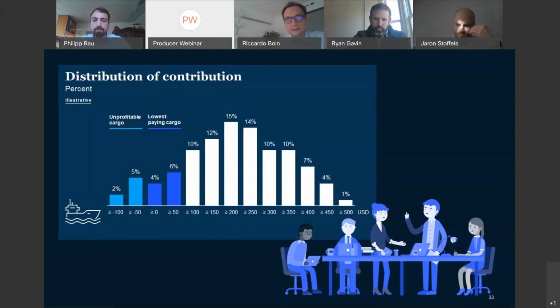And this went about understanding granularly and segmenting granularly the kind of demand available and rolling out yield-based booking acceptance rules that significantly improved on a week-by-week basis the quality of the cargo on board.